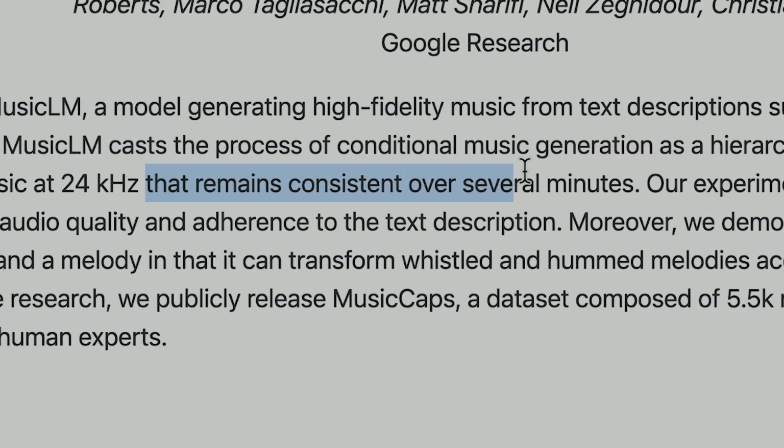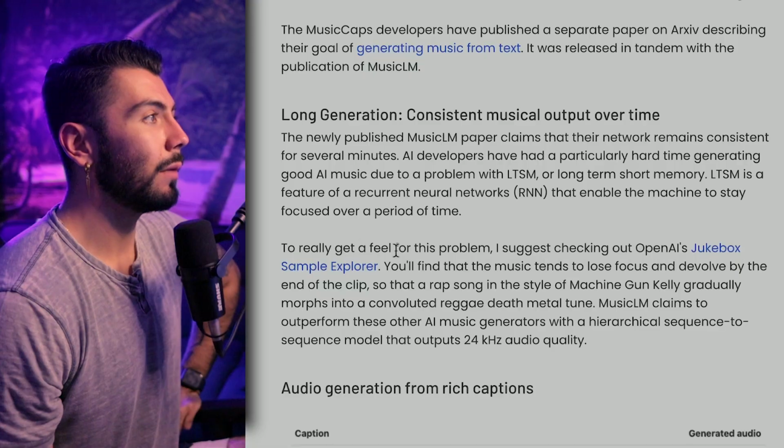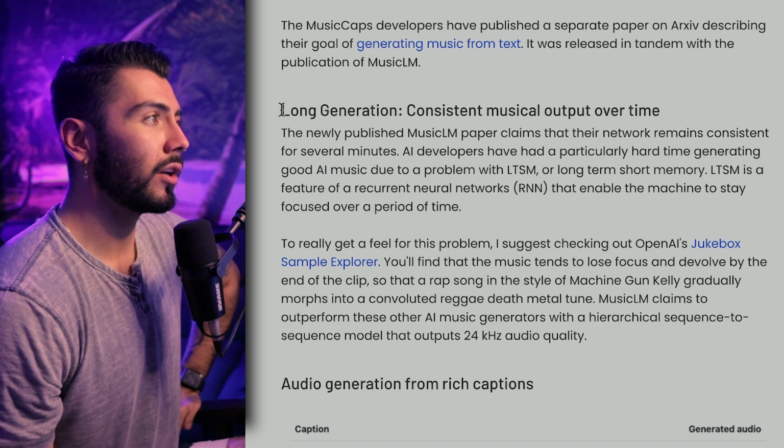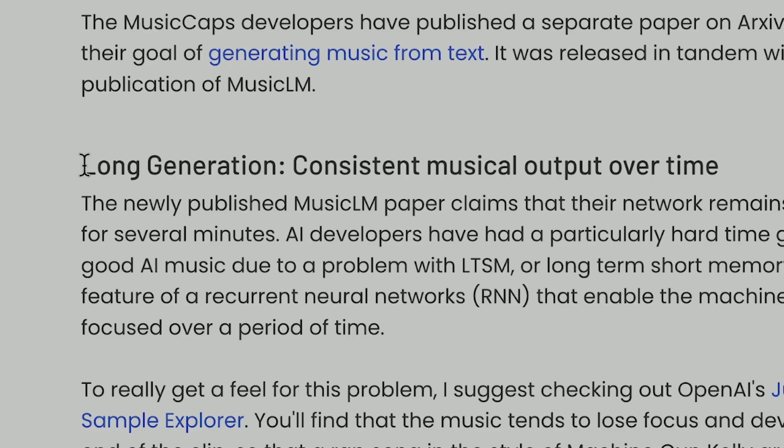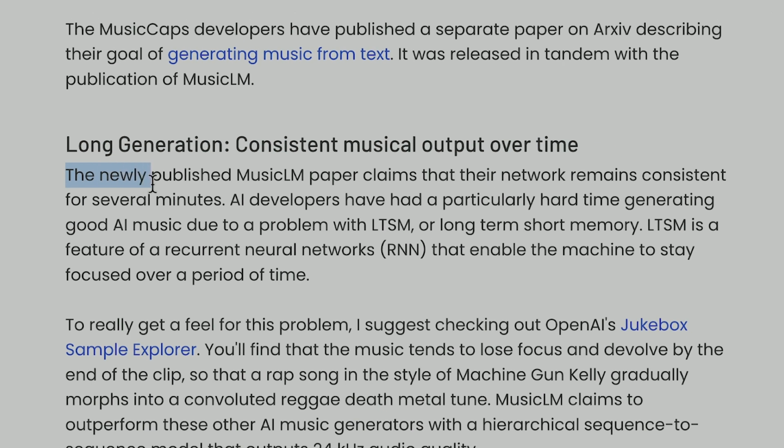Alright, so this little detail right here is actually very important and what really makes MusicLM different. The problem with a lot of AI nowadays is that it gets very lazy over time. To expand on that a bit further, we're going to be going to audiocypher.com to an article on MusicLM. Now, I'll be reading a small excerpt here, but if you want to look at the entire article, I'll leave it linked down below. Talking all about long generation, consistent musical output over time. This is a lot of the technical stuff over here, which once again, if you want to go read that, there'll be a link down below.